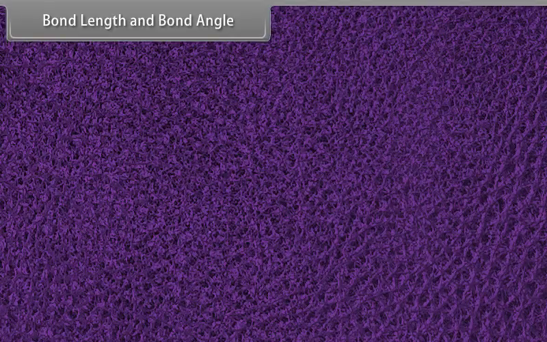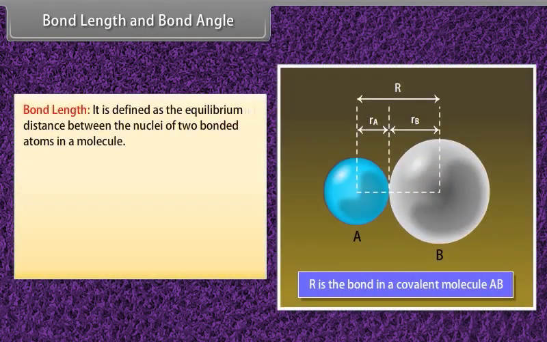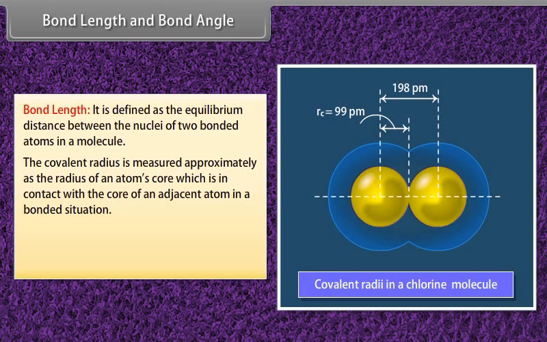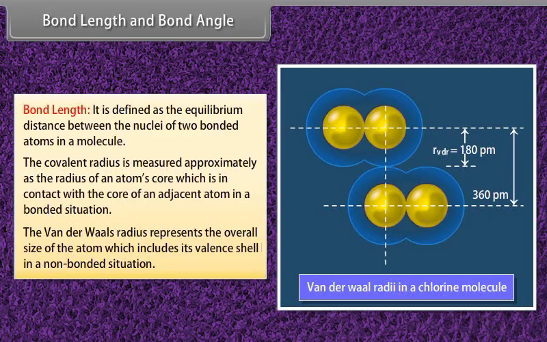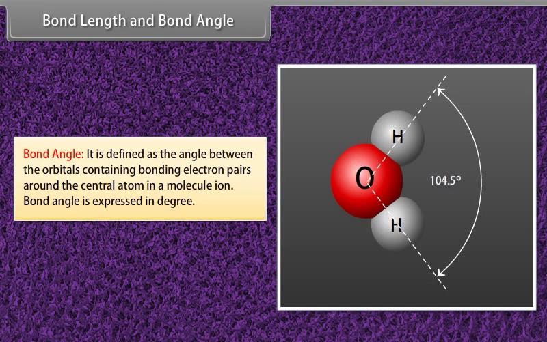Bond length and bond angle. Bond length: it is defined as the equilibrium distance between the nuclei of two bonded atoms in a molecule. The covalent radius is measured approximately as the radius of an atom's core which is in contact with the core of an adjacent atom in a bonded situation. The van der Waals radius represents the overall size of the atom, which includes its valence shell in a non-bonded situation. Bond angle: it is defined as the angle between the orbitals containing bonding electron pairs around the central atom in a molecule or ion. Bond angle is expressed in degrees.